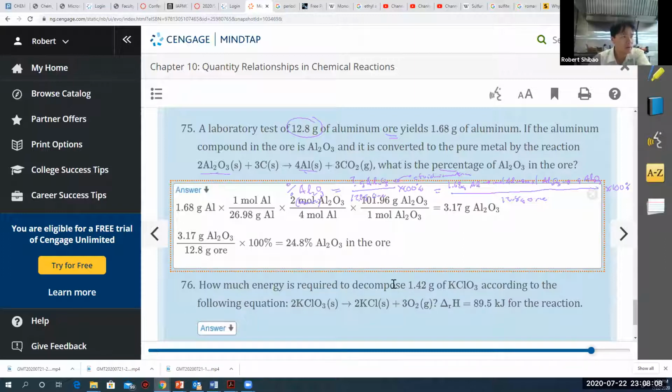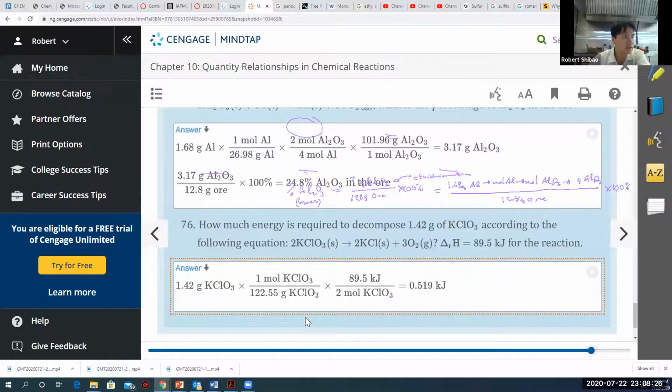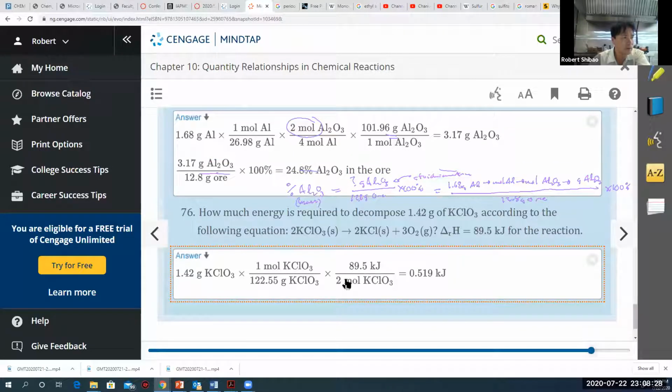76, how much energy is required to decompose 1.42 grams of KClO3? So this is just standard energy stoichiometry. Grams of KClO3 to moles of KClO3, moles of KClO3 to kilojoules. Now this number of kilojoules is for 2 moles of KClO3, so we've got to make sure we get the ratio right. We do the gram to mole and the mole to energy, but keep in mind it's not kilojoules per mole, it's kilojoules for the reaction as written.